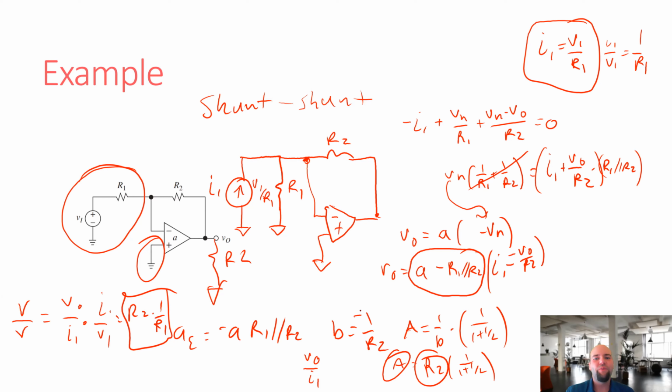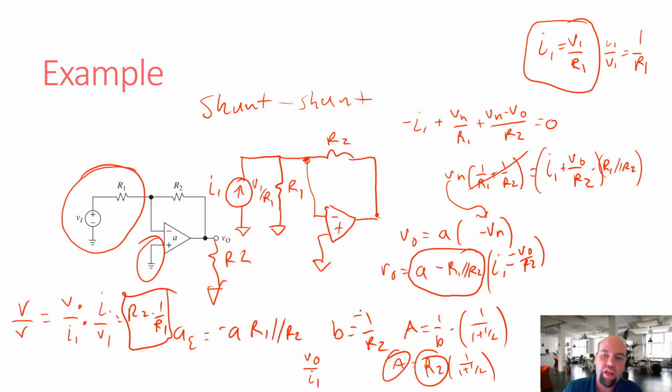What are the take-home messages? I buried you in a lot of mess here. Hopefully you stuck with me. If you did, I appreciate it. The take-home message is we can take any op-amp circuit now, any combination of resistors. We can analyze it as a feedback network. We can find an expression.